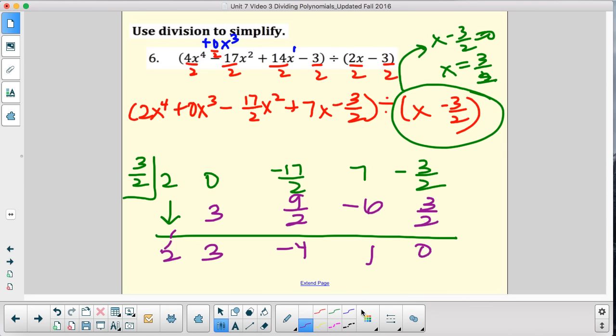This gives me 0. So then I go ahead and I write out my answer, remainder, constant, x, x squared, x to the third.